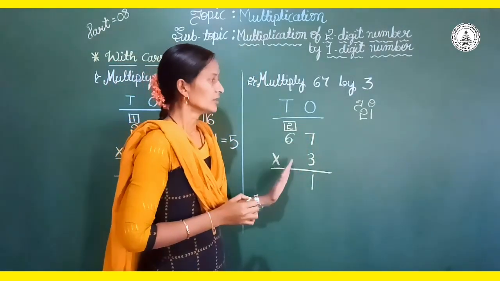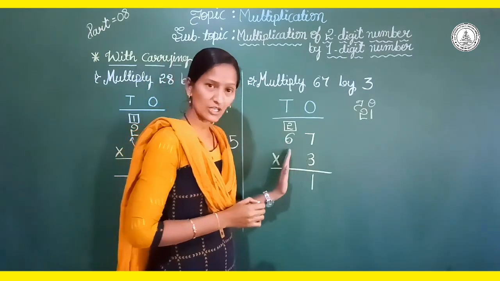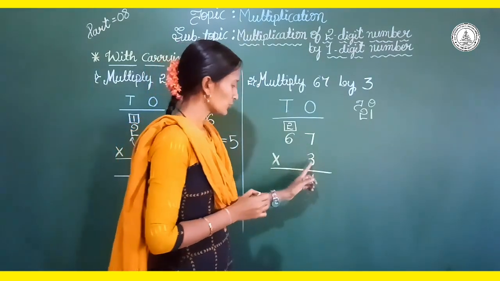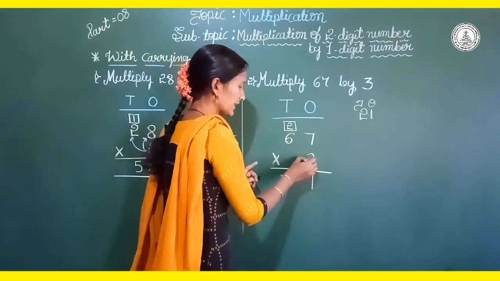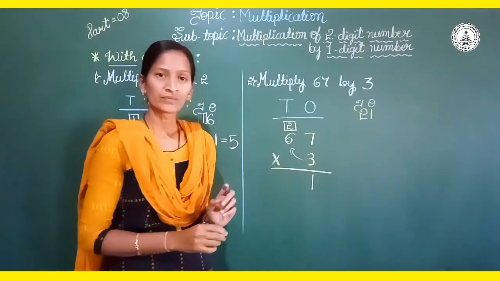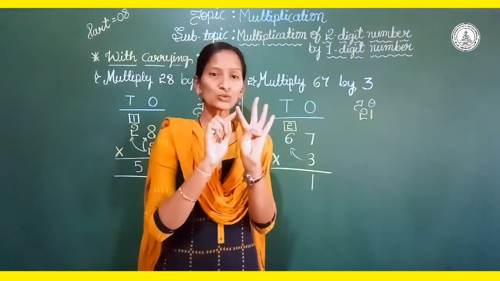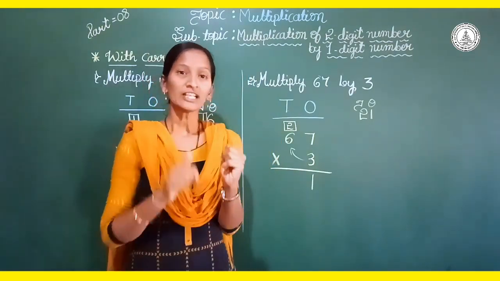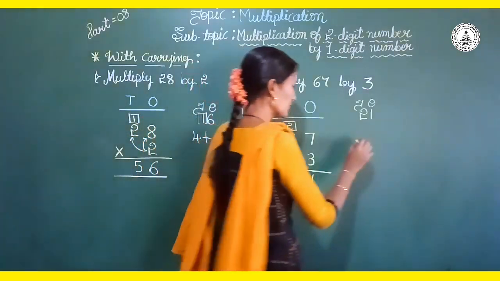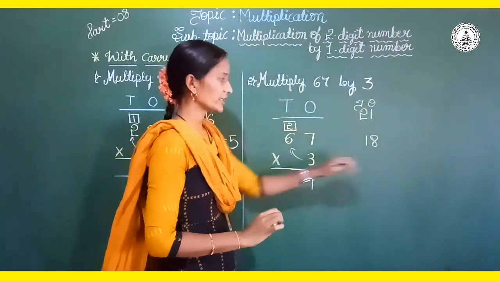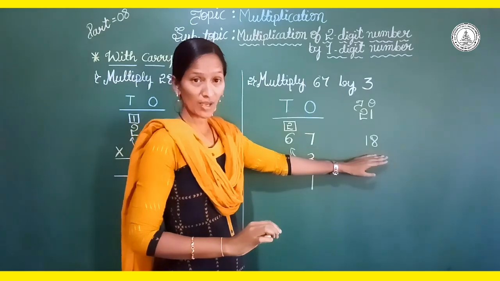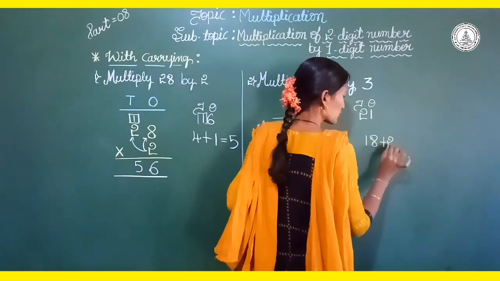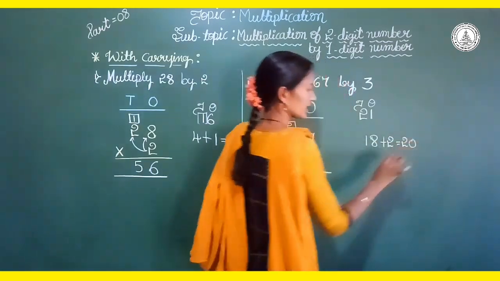So now come to the tens column. Here you have to multiply the tens with the multiplier. So 3 into 6. 3 sixes are equal to what? Yes, 3 ones are 3, 3 twos are 6, 3 threes are 9, 3 fours are 12, 3 fives are 15, 3 sixes are 18. So 18, right? Here 18 is a 2-digit number, right? So 18 plus 2, it is 20, right?